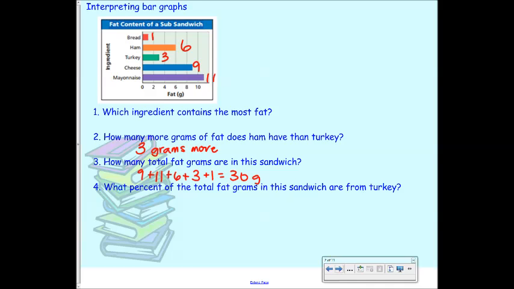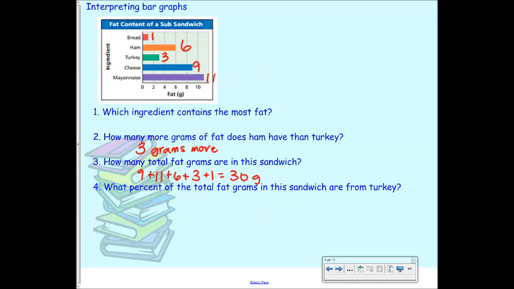Somebody who is trying to advertise for McDonald's might say, oh, Subway talks about being healthy, but look at how much fat is in a sub sandwich, right? So a Big Mac only has 32, you might as well eat a Big Mac, right? Again, neither here nor there. Sometimes a Big Mac's great, sometimes you're not on a sub sandwich, okay? All right, what percent of the total fat grams in this sandwich are from turkey?